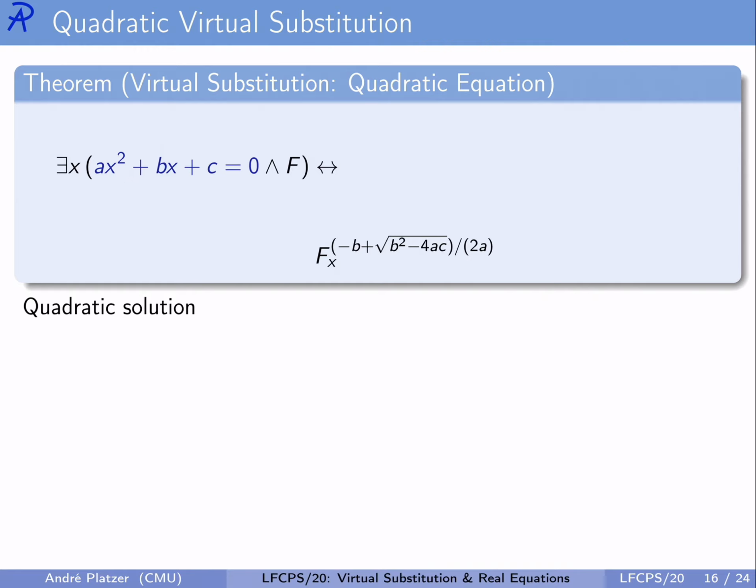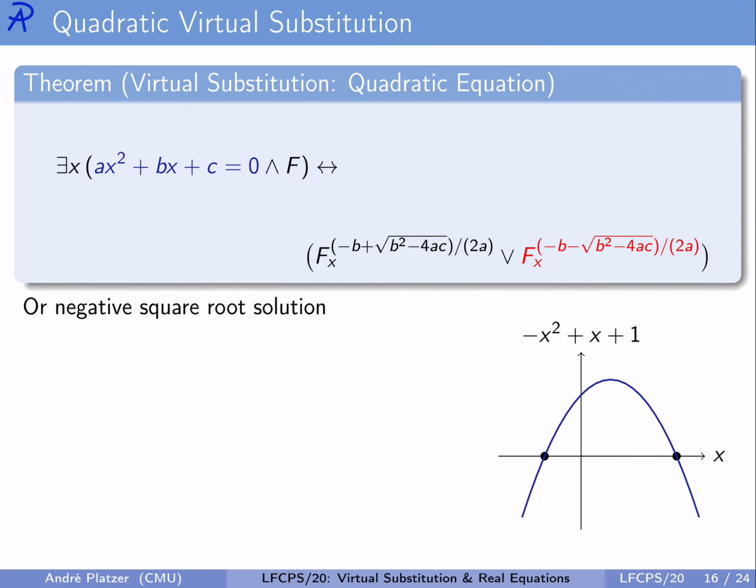Hold on a minute. How many solutions do quadratic equations have? Of course, it kind of depends. It could have had two solutions. So maybe it is not plus the square root, but minus the square root. Because look at this quadratic polynomial. Equals 0 has two solutions, this one and that one. So we should plug them both in, but logic can do that for us. It can just say "or". This is true if and only if that or that is true.